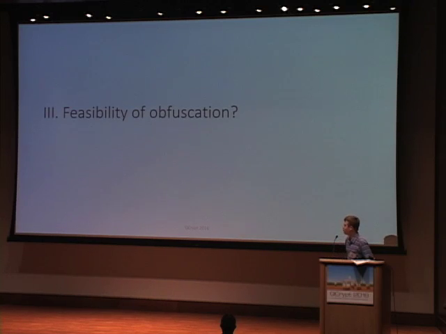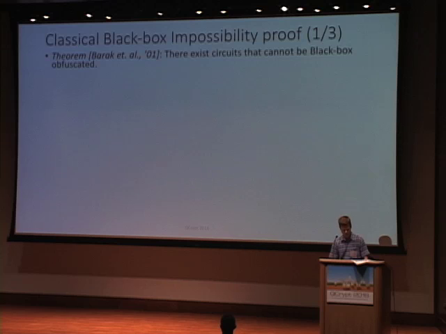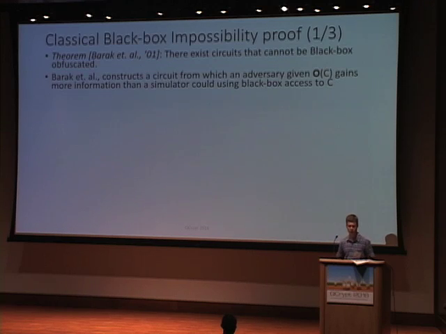But now it's time to return to Earth. So the question is, how feasible is this notion of obfuscation, even in a quantum world? In the classical world, a paper by Barak and others crashed this party a long time ago. In particular, they show that there exist circuits that cannot be black box obfuscated. They construct a circuit from which an adversary that's given access to the obfuscation of C gains more information than a simulator could that has black box access to C.